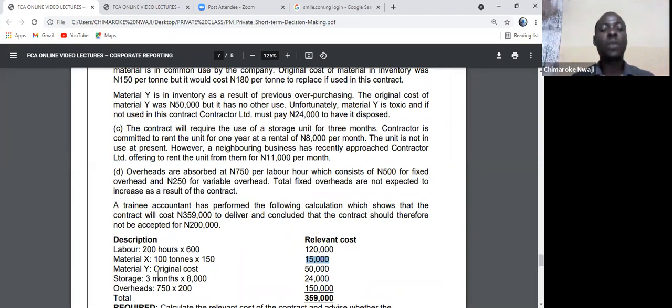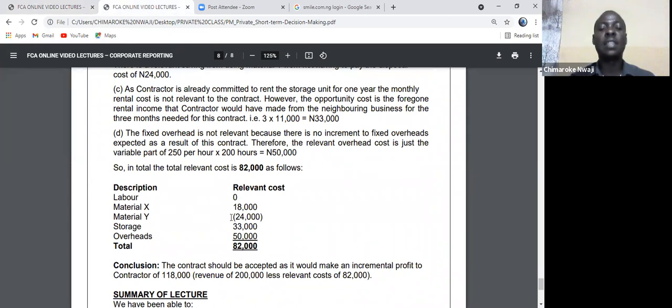Then for material Y, the trainee said, since it originally cost us 50,000 naira, whether we have no use for it or not, since we are using it for the contract, we must apportion 50,000 naira to it. But our relevant costing technique said, no, we will take 24,000 naira, which is the cost of disposal. And now we are not even adding it. We are saving 24,000 naira. It means we would have spent 24,000 naira, but we are gaining it back. So it's like a revenue to us.